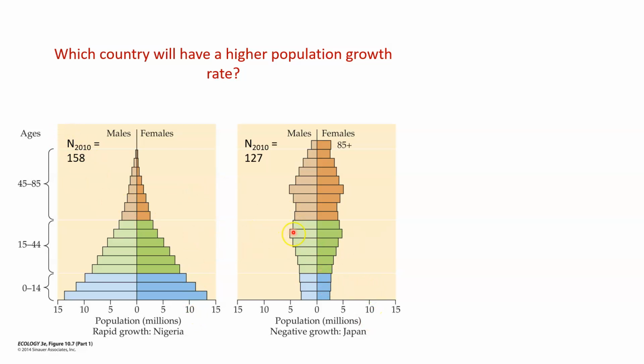Their population sizes by 2010 are not that different. Of course, Nigeria is slightly higher, 158 million, and in Japan it is 127 million. Well, that's not a huge difference. The difference is fairly small, on the scale of millions.